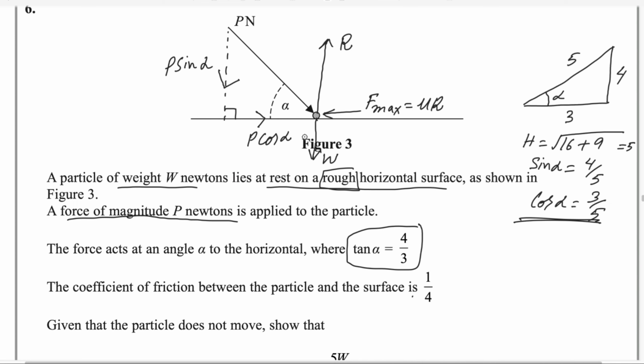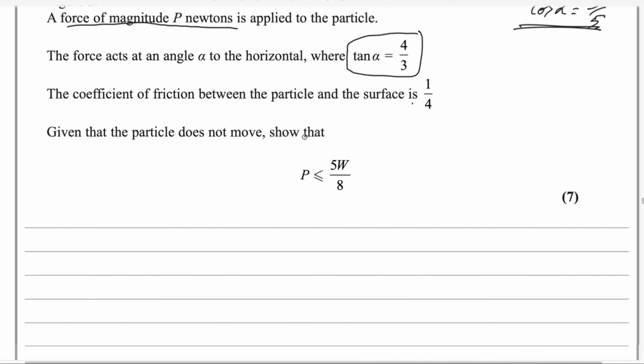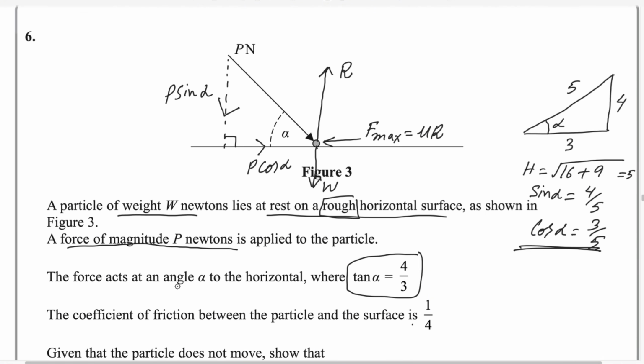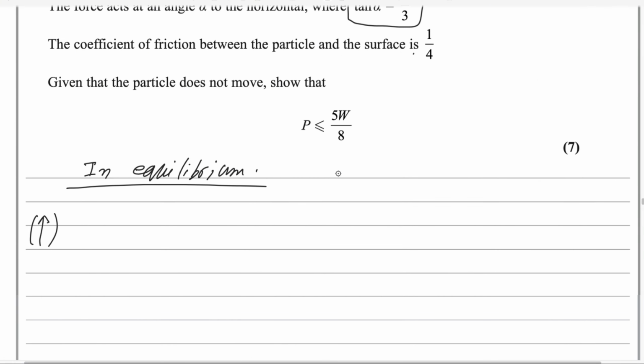Hopefully you understand it. In a state of equilibrium, we can write that the upward forces equal the downward forces. What are the upward forces here? There is only one upward force, R. These two forces are downward forces. So we can write: R, the upward force, equals the downward force. R equals W plus P sine alpha.